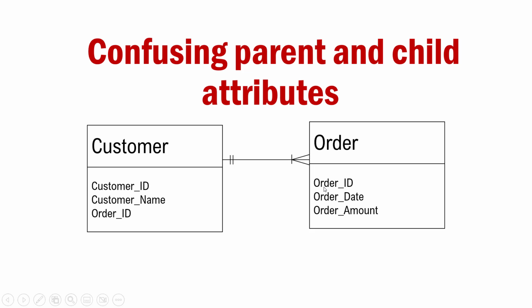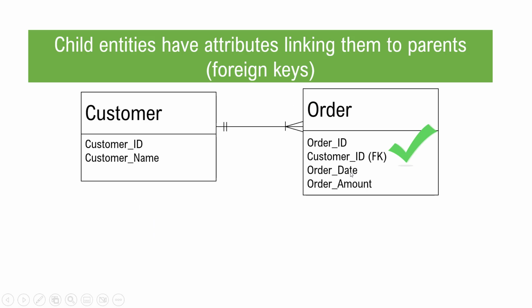So what we have here is we are mixing up where this link between parent and child is supposed to be. And where this link is supposed to be is with the child. The child entity, which is order, needs to have an attribute linking it to a customer. And for those who are familiar with concepts of keys, we also call it a foreign key. So my order entity needs to have some information about which customer this order belongs to, because an order belongs to only one customer.